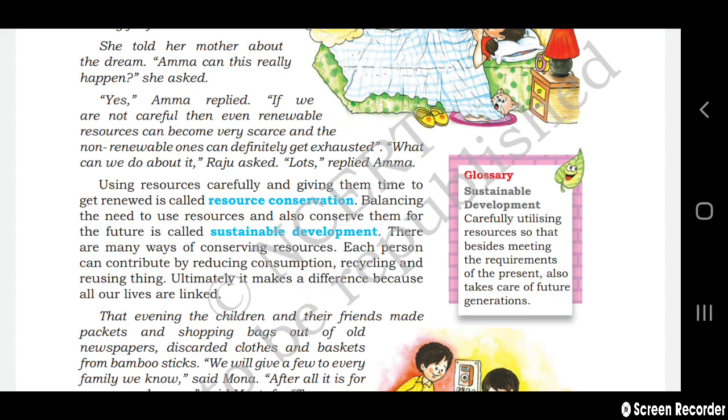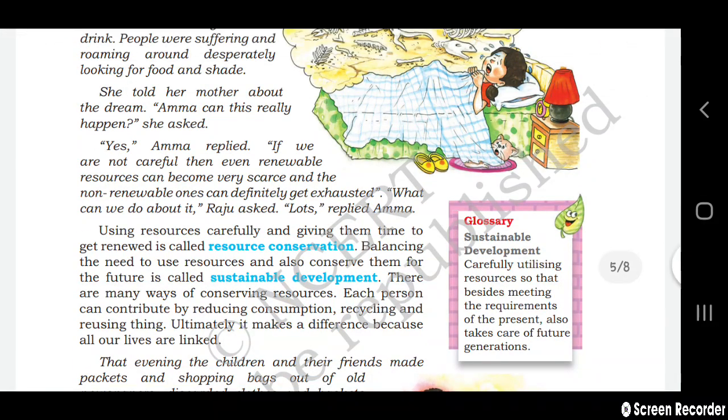If we do not use the resources carefully, then even renewable resources can become very scarce, her mother said. We can get a scarcity of renewable resources also if we do not use them correctly. And the non-renewable ones can definitely get exhausted. We will not get the non-renewable resources; there may be a deficiency of them.